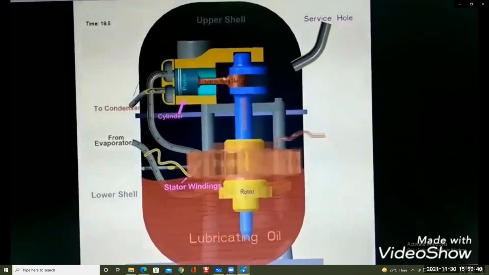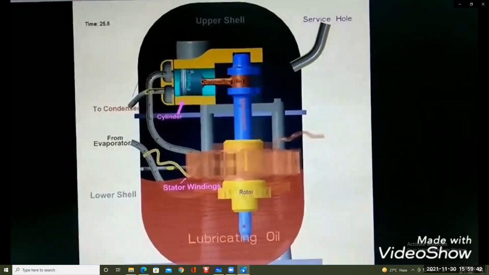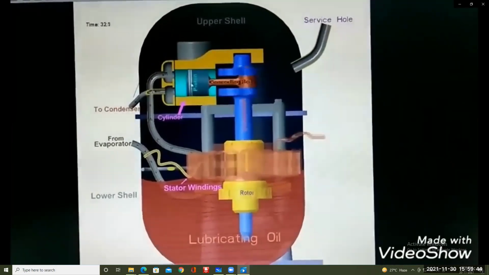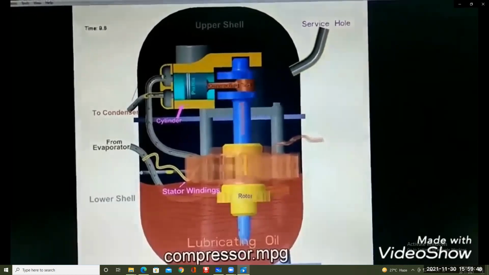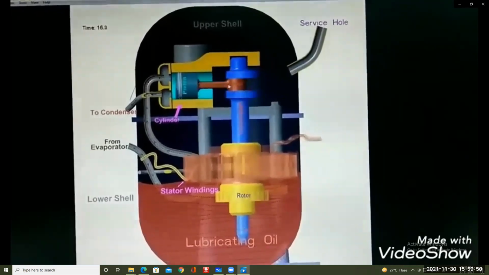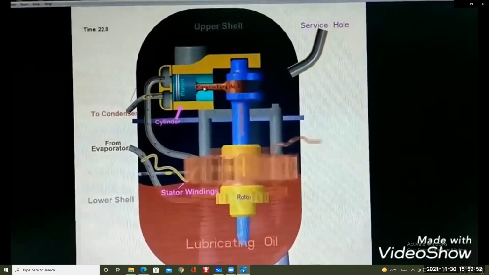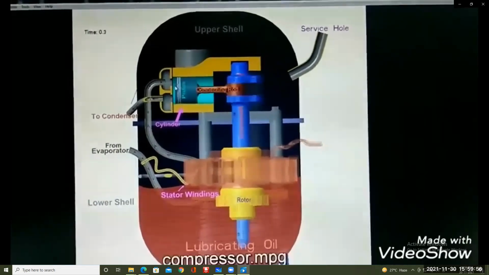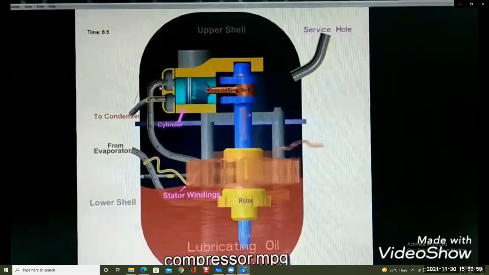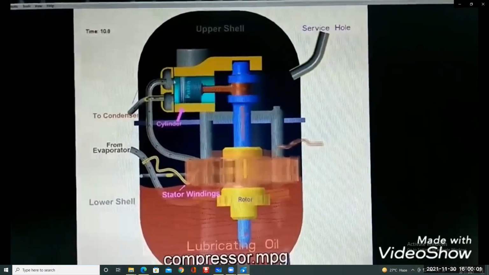This is the compressor area and the piston inside the cylinder. This is called the cylinder head. The piston is connected to the crankshaft by a connecting rod. At the top of the cylinder head, the inlet and outlet valves are placed here.